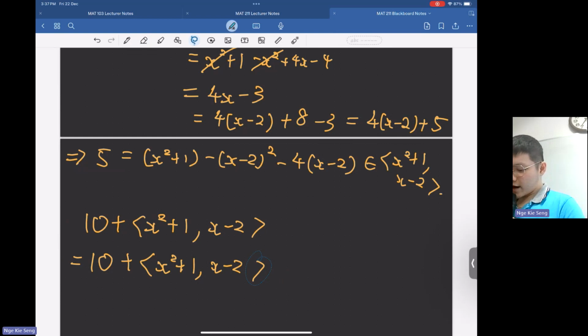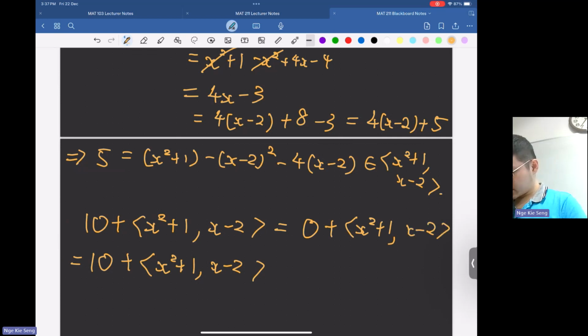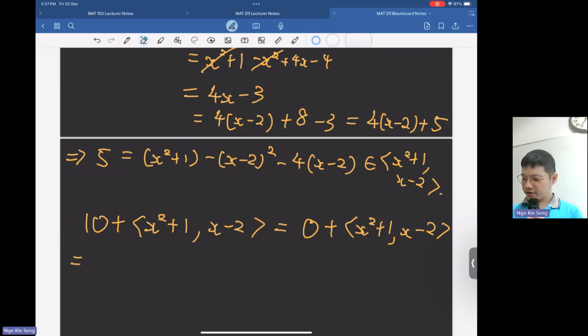Okay, so you mean how to write 10 as 0 plus something in this ideal? Okay, good. Very good. So how to see that this ideal is equal to 0 plus the ideal generated by x squared plus 1, x minus 2? How to see this? All right, so let's follow what we said. So 10 is equal to what? So we want to prove this.